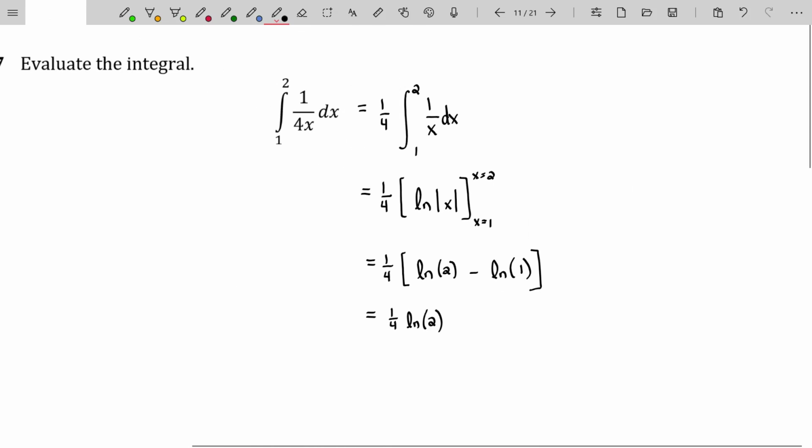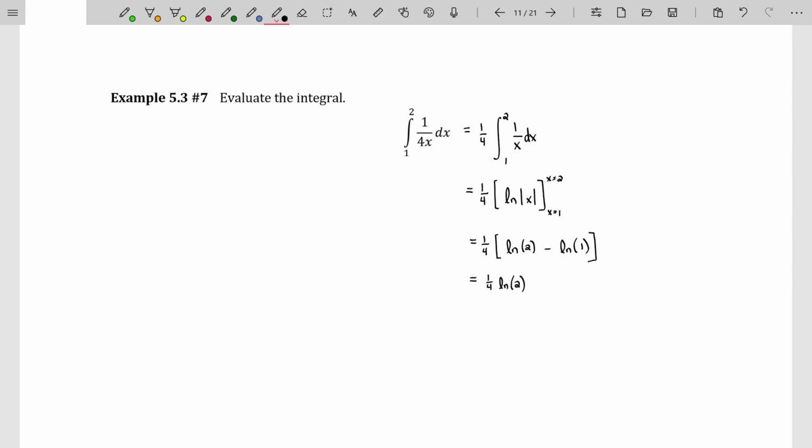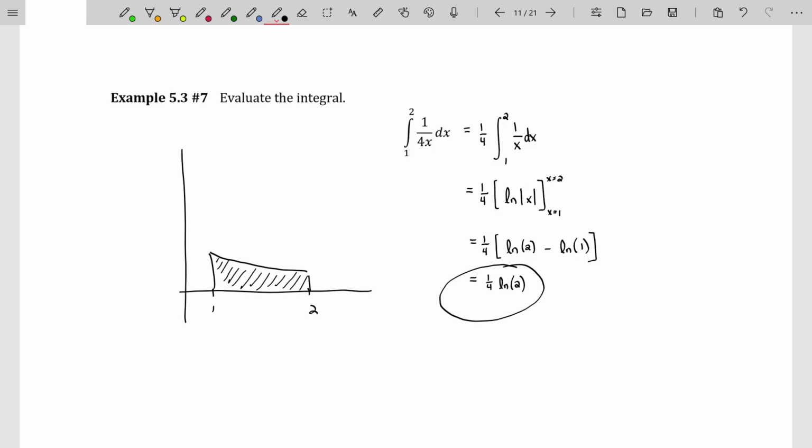Also notice, by the way, when you're evaluating these are the areas under the curve, right? So if I were to draw out this curve, 1 over 4x, from x equals 1 to x equals 2, it looks something like this. Okay, that's 1 to 2. And it's not exactly that, but whatever. And you have just found that area, right? That's what this constant is, the area underneath that curve.